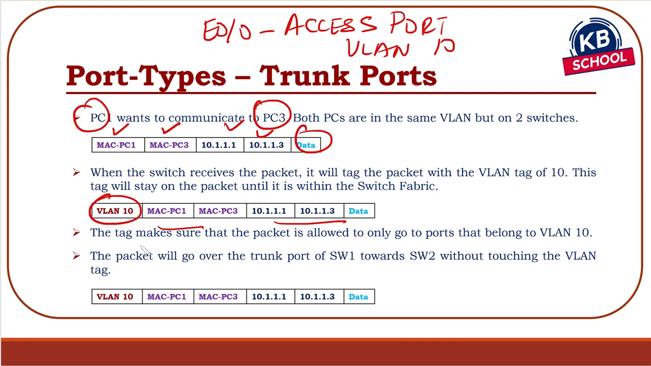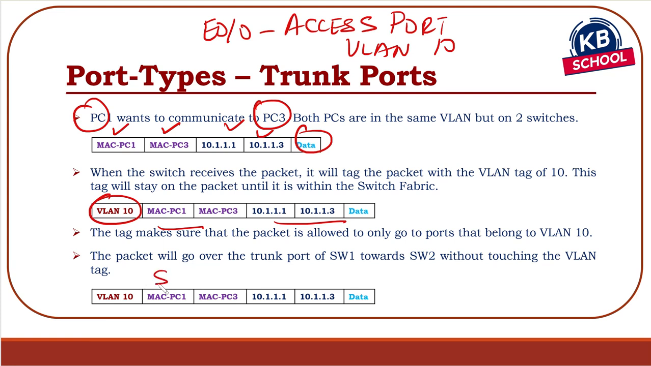Now, because I need this to be forwarded to what? Switch 2, it will go over the trunk. The tag makes sure that the packet is only allowed to go to ports that belong to VLAN 10, but it so happens that the destination port belongs to the other switch. The packet will need to go over the trunk from switch 1 to switch 2 without touching the VLAN ID.